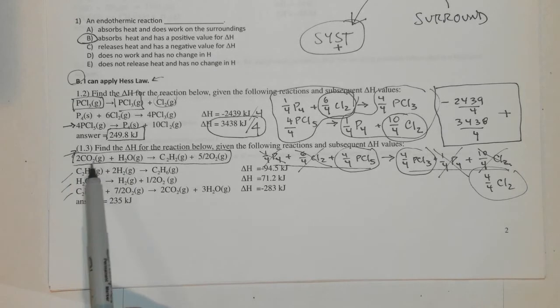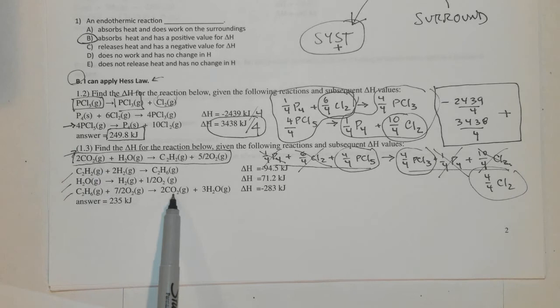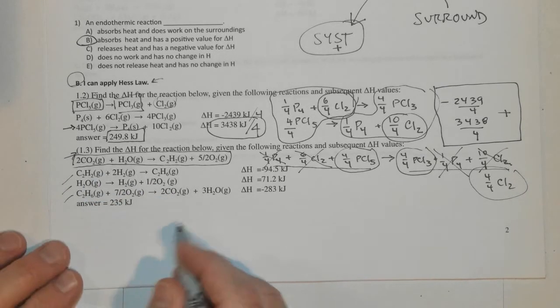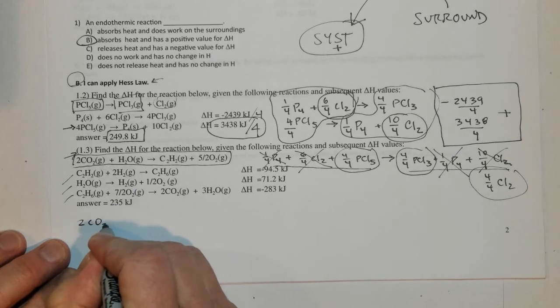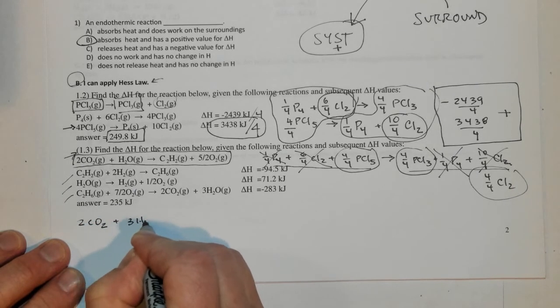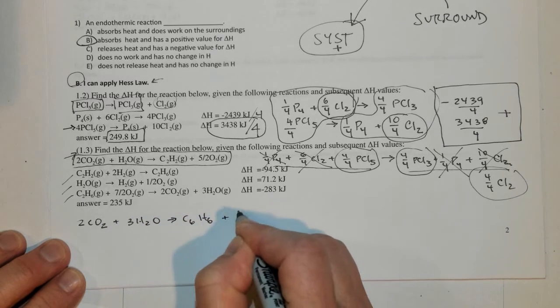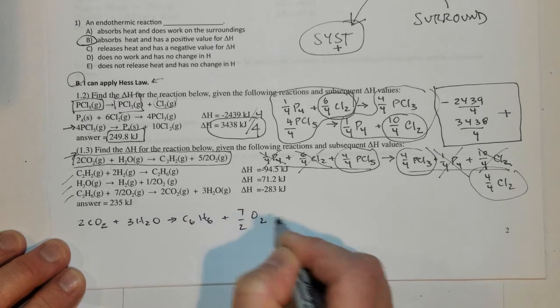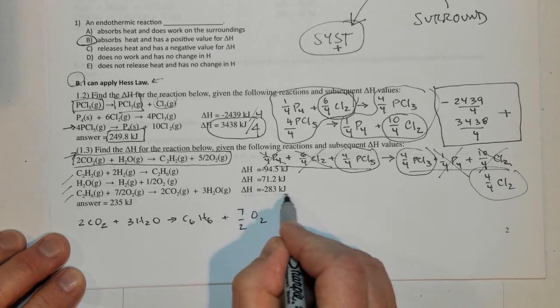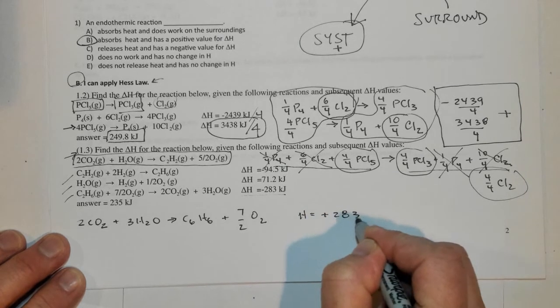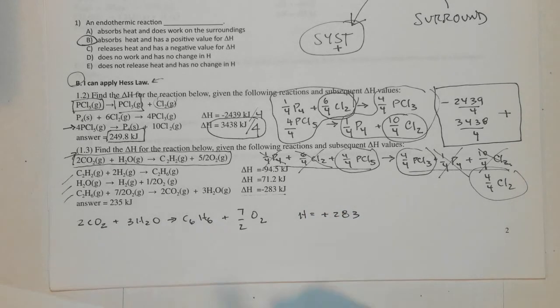So I'll start from the left-hand side. I need two CO2s. Two CO2s are in the bottom reaction, but they happen to be on the wrong side. So I'm going to flip this reaction around, and I'll write it as 2CO2 plus 3H2O, arrow, C6H6 plus 7/2 O2. And when I do that, I need to flip the sign of the delta H. So now the H becomes positive 283 kilojoules. Notice when you reverse the reaction, you reverse the sign of the enthalpy.